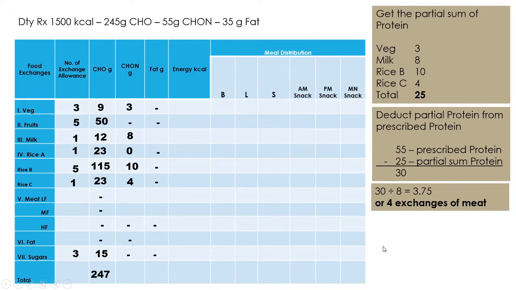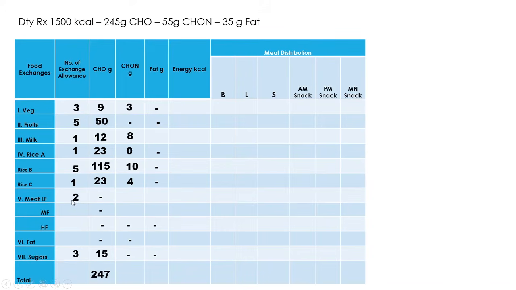Okay, so now we will again distribute the meat into our desired servings, or the kind of meat that you want. Low fat meat, you can put 2. For medium fat meat, 2, or you can also make 1 medium fat or 1 high fat. So that's okay as long as you distribute all 4 exchanges of meat. And then let's put the values of the protein, 16 and 16.